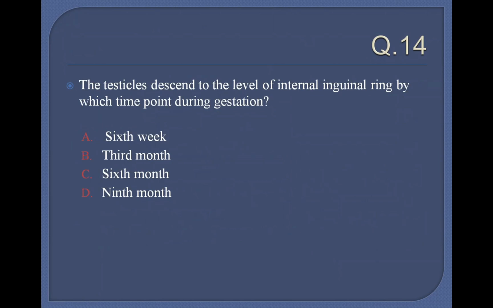Kamal here. So next question: the testicles descend to the level of the internal inguinal ring by which point of gestation? 6th week, 3rd month, 6th month, or 9th month?